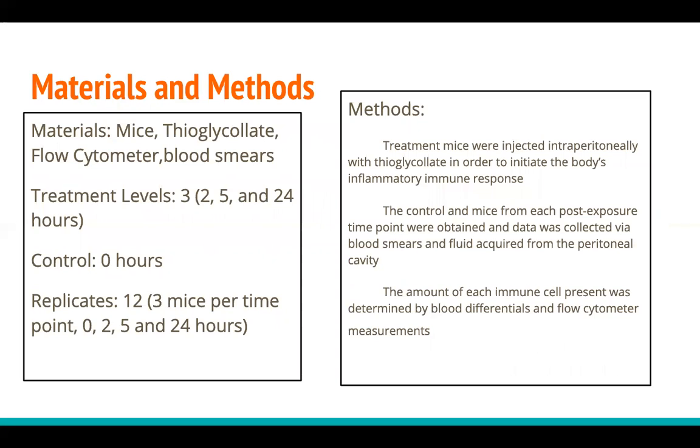So some of the materials we used were mice, thioglycolate, the flow cytometer, and blood smears. We had treatment levels at the 2, 5, and 24-hour time points and a control at 0 hours. And for each of these levels, we had 3 mice. The mice treated with thioglycolate were injected intraperitoneally, and the data from the controls and treatment levels were collected from peritoneal fluid and blood smears. The blood differentials and flow cytometer measurements were used to determine the amount of immune cells that were present.